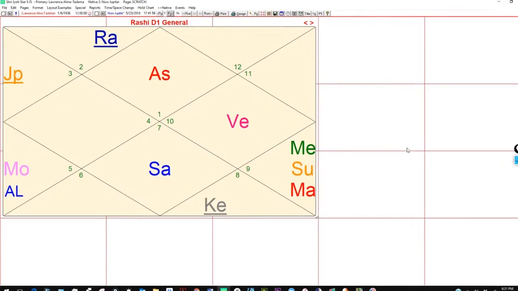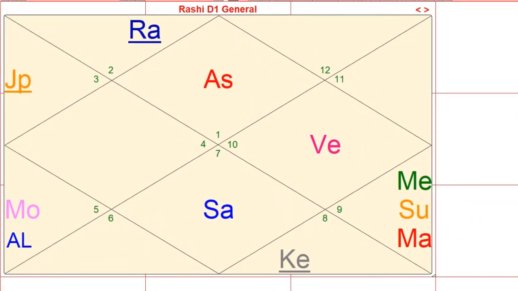Okay, let's look at his chart just real quick here, just to get the idea. So we're looking at two axes. And remember, AS, that's him.